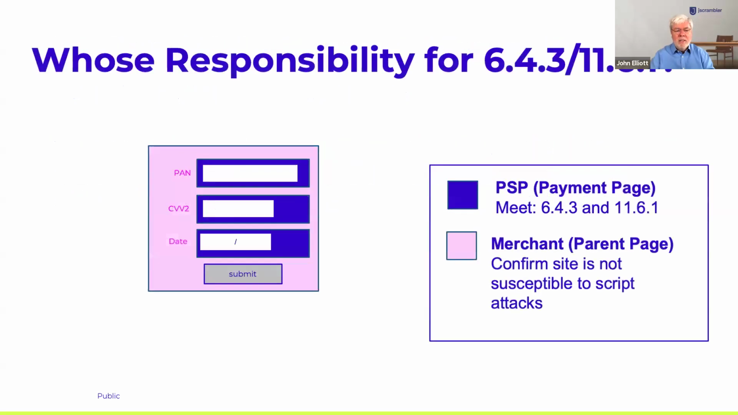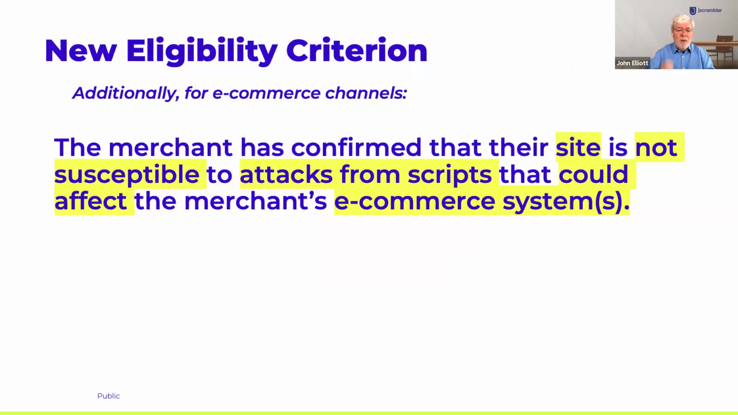But that now means that the responsibility for 6.4.3 and 11.6.1 looks like this. The PSP, if you're using a payment service provider's iframe as part of your payment solution, still needs to meet 6.4.3 and 11.6.1. The merchant just needs to confirm their site is not susceptible to script attacks, right? And so, as I've said before, I think this has got a lot of words in it that don't mean things in the way that the council has clearly defined things. Maybe they vagued it up so you could interpret it however you wanted.